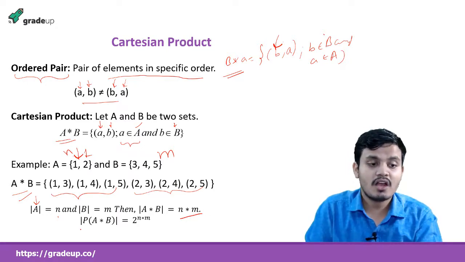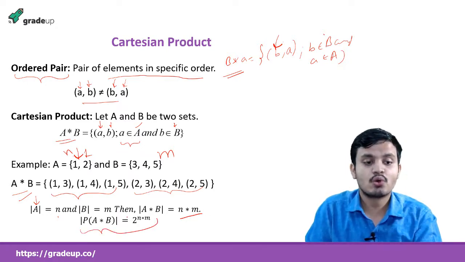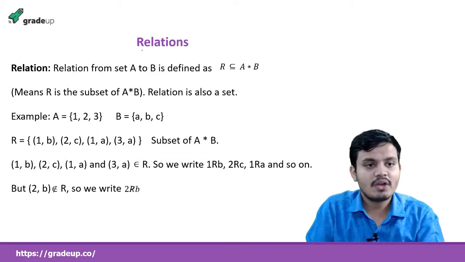And what will be the cardinality of the power set of A cross B? The cardinality of the power set of A cross B will be 2 to the power n times m. I proved this formula in the previous slide. Okay. Now what is a relation?